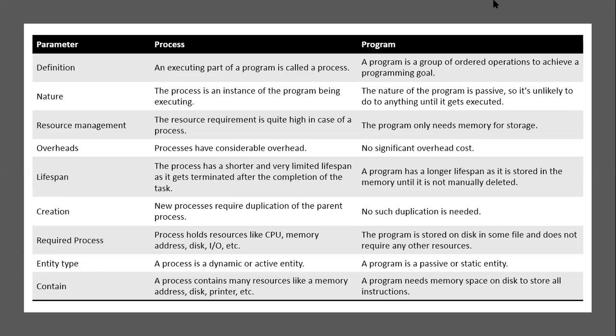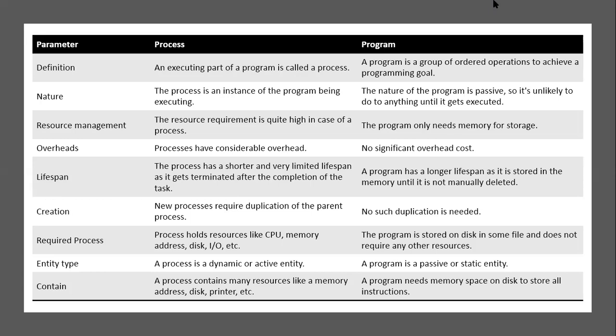Like the first one, an executing part of a program is called a process. Then what is the nature of a process? The process is an instance of a program being executed. Now definition and nature are both the same. Now, what about resource management? Definitely, the resource management with respect to a process is very high, but a program only requires memory for storage. It does not have anything to do with resource management.